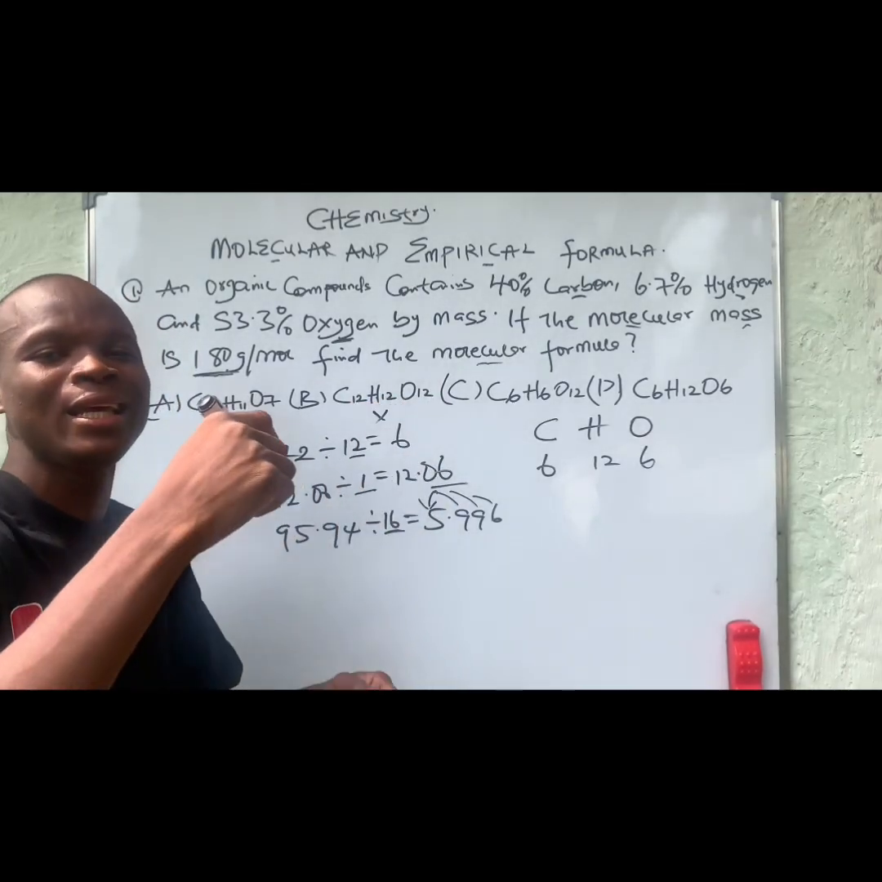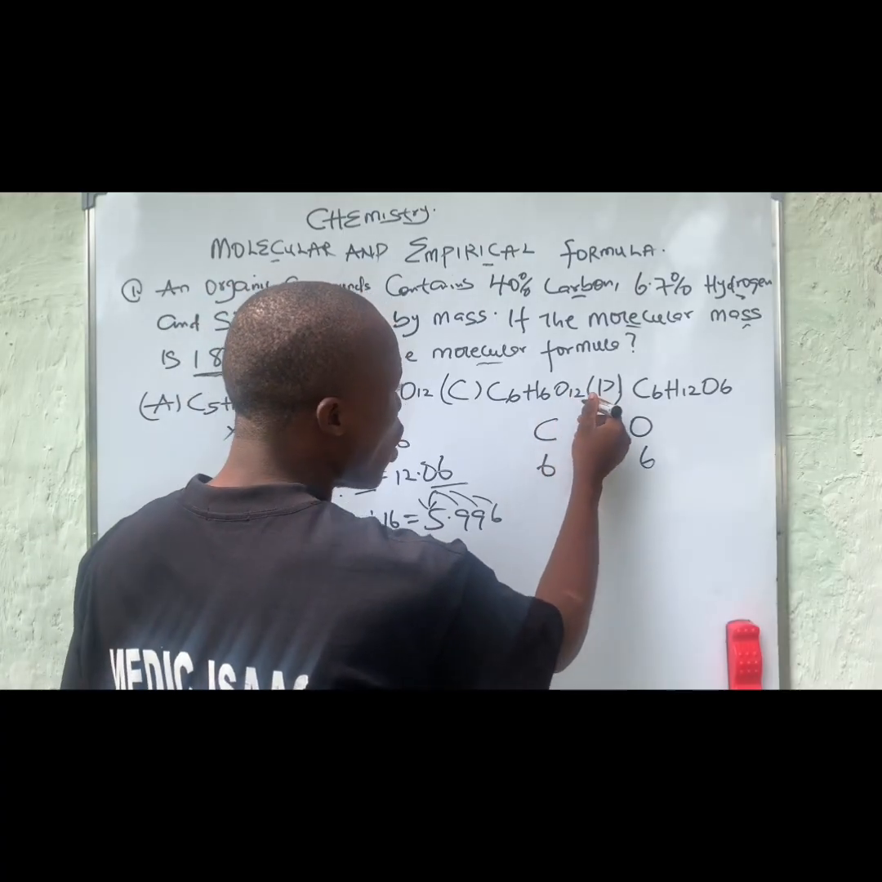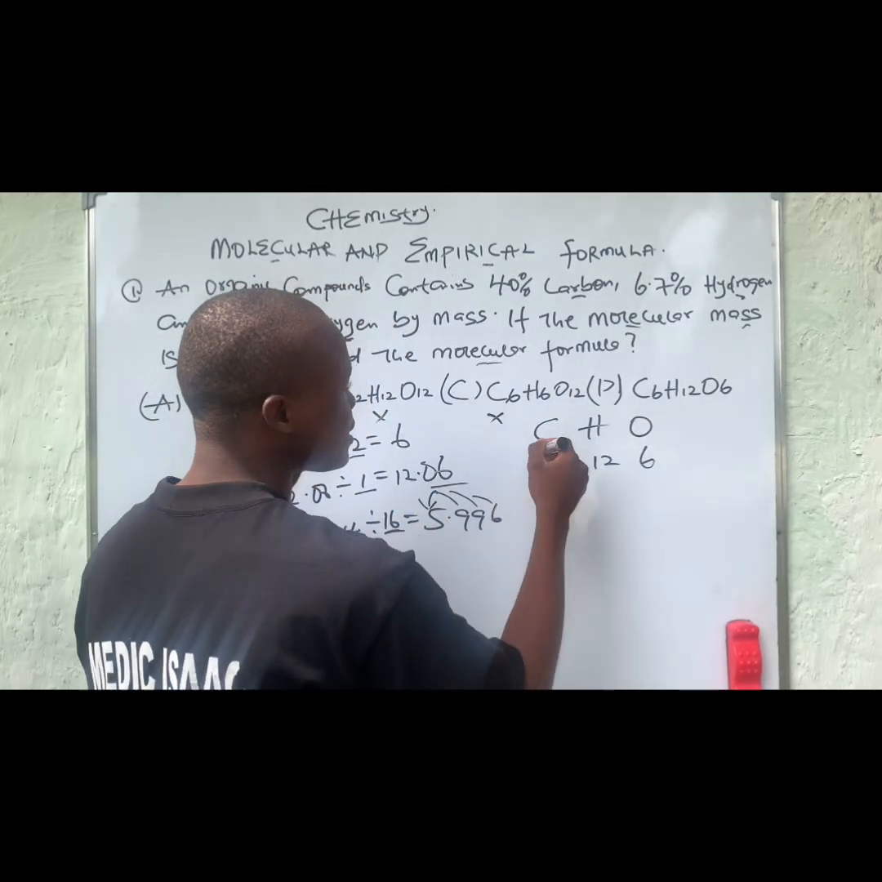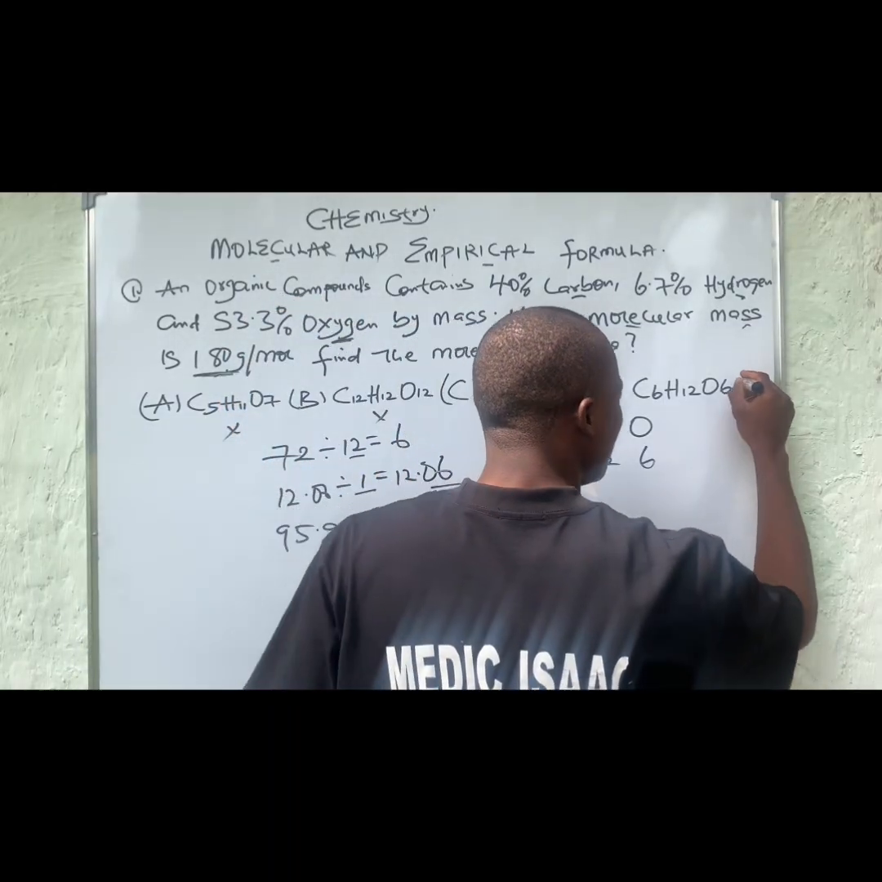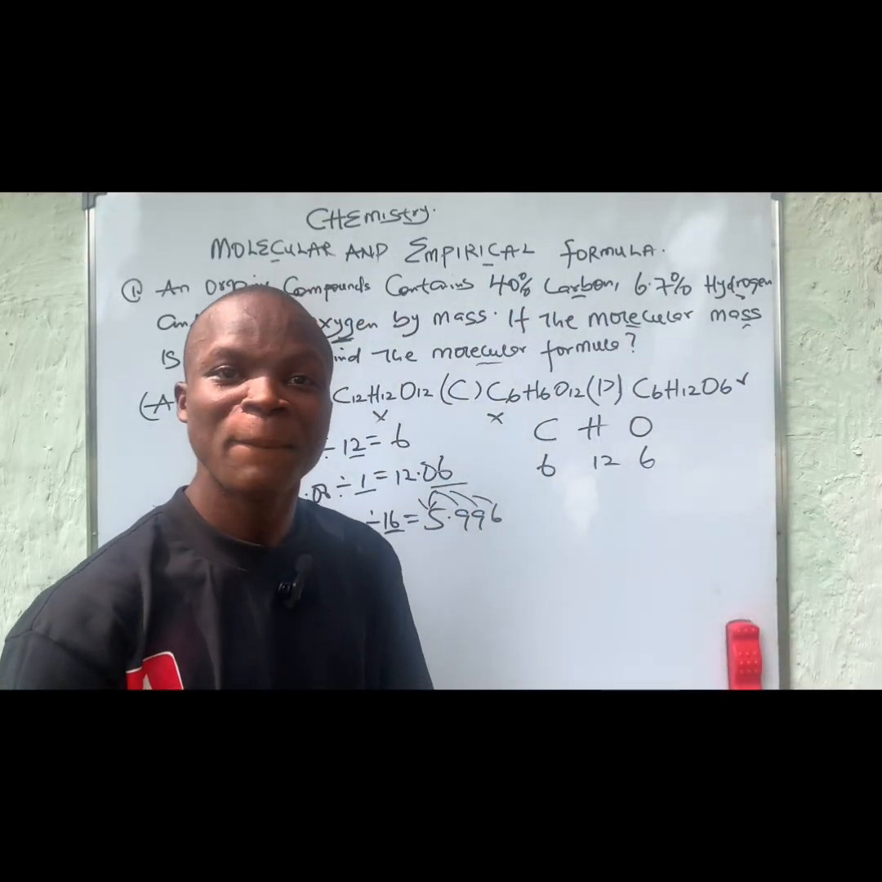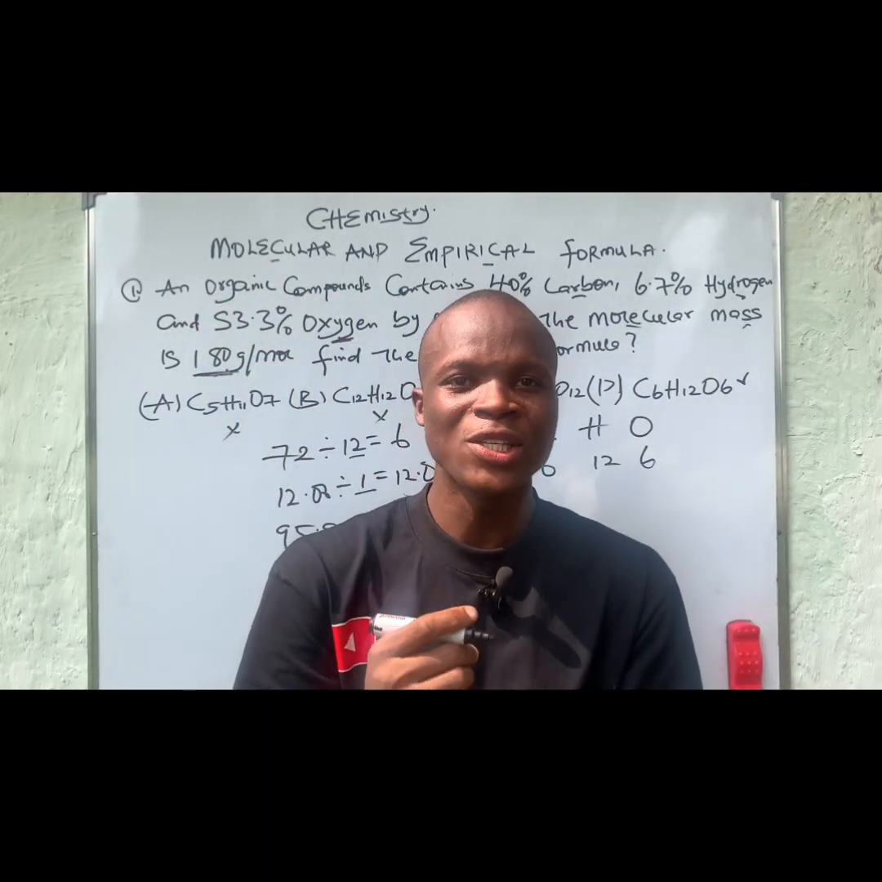C12H12O12 is correctly wrong. C6H6O12 is correctly wrong. Do you understand? So C6H12O6, that is the right one. You take it. Do you understand? Please master this method. It's going to help you.